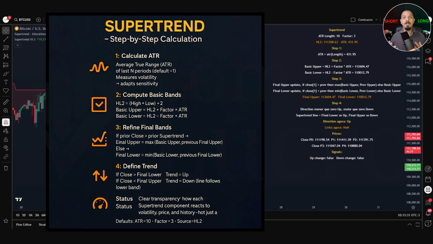Step 4 is where the trend direction is defined. If the current close is above the final lower, the trend is considered up, and the supertrend line follows that lower boundary. If the close is below the final upper, the trend is considered down, and the line tracks the upper boundary instead. At the bottom of the panel, we also include a status section. It shows whether the current trend is up or down, and whether there has been a recent change in direction. This gives you a clear snapshot of what the indicator is signaling in real time.